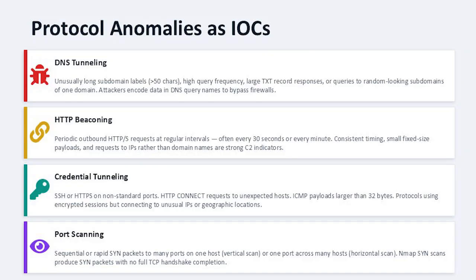There's also HTTP beaconing, so periodic outbound requests at a regular interval, or consistent timing, small fixed size payloads, request to IPs rather than domain names. Those are all indicators of command and control infrastructure. So if you have a compromised system which is talking to a command and control system, well, there may be some HTTP beaconing that would be discoverable.